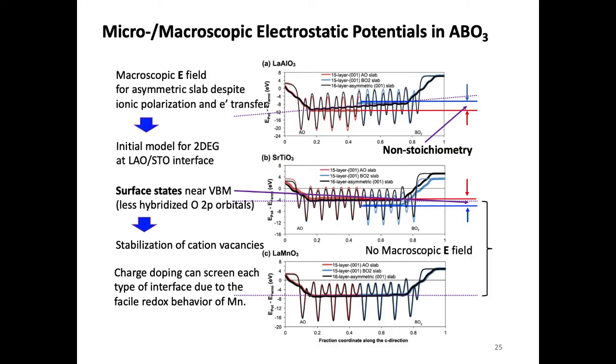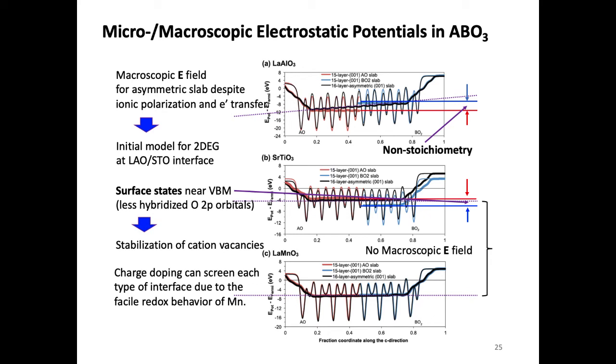Now with that in mind, let's take a look at the micro/macroscopic electrostatic potential in ABO3. So you can see in the case of LAO, the macroscopic electric field for an asymmetric slab. An asymmetric slab is a stoichiometric slab, if you think about it: AO, BO2, AO, BO2. So if you have, let's say, 16 layers to match the stoichiometry of the bulk, then you see the top surface is AO and the bottom surface is BO2, so you have an asymmetry. In that case, you have a charge transfer from bottom to top, and you are setting up ionic polarization.